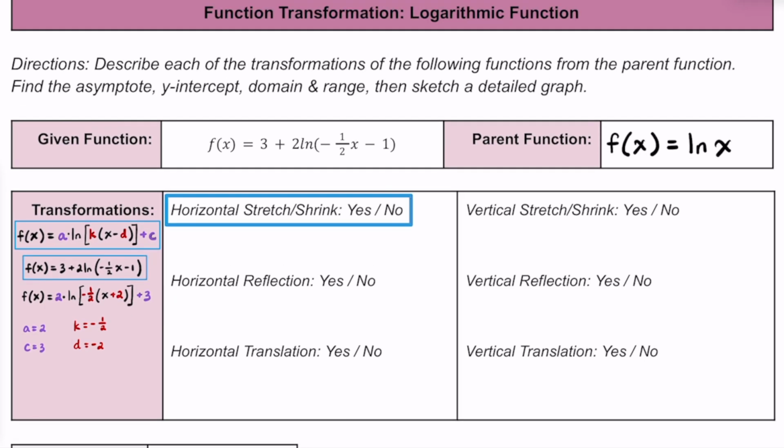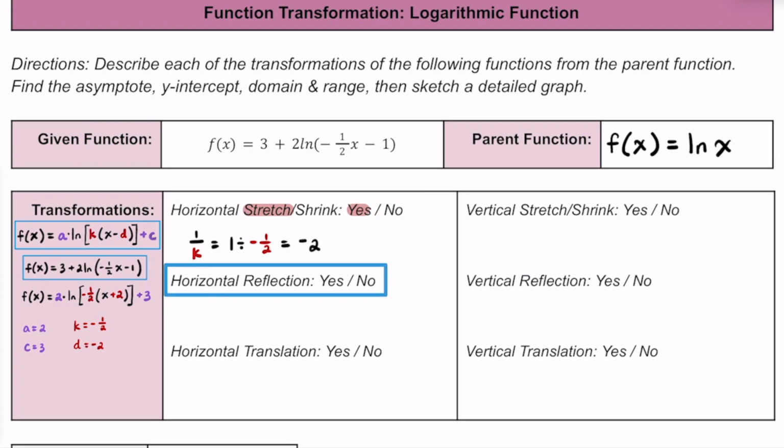Alright, so starting off with a horizontal stretch or shrink, in this case we're going to be having a horizontal stretch, so we're going to go ahead and say yes to that one. Now, when we're finding out the factor that we are doing this horizontal stretch or shrink by, it's always going to be 1 over whatever k is. Now, in this case, k is going to be this negative 1/2, so it's going to be 1 divided by this negative 1/2, right? Now, if you go ahead and do 1 divided by negative 1/2, that becomes 1 times negative 2, so that's going to equal this negative 2 value.